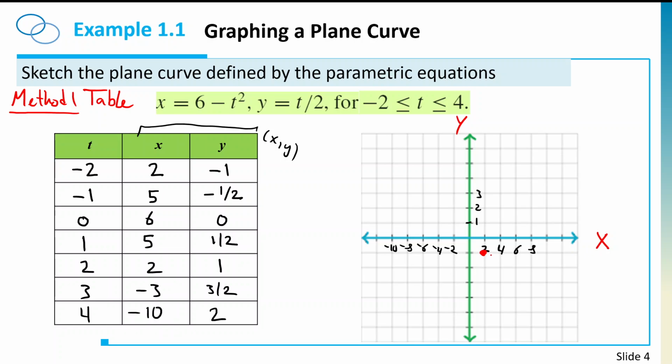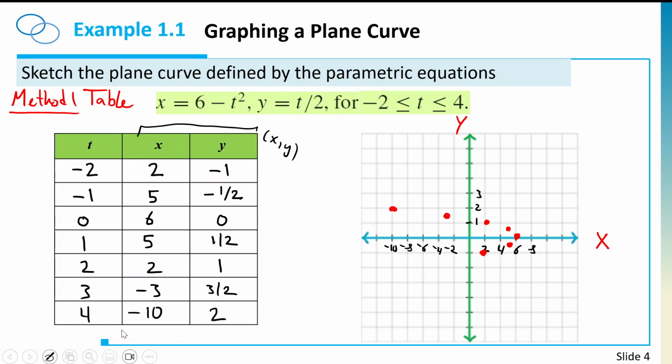And then we have 5, -½ somewhere here. And then we have 6, 0, it's here. And then we have 5½ over there. And then we have 2, 1, it's here. And -3, 3 over 2, somewhere here. And then lastly, I have -10, 2. Okay, so these are our points.